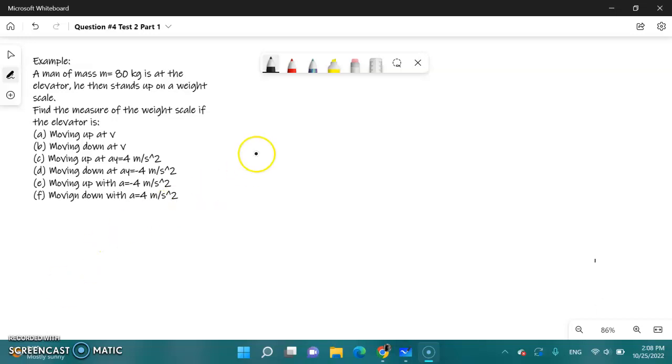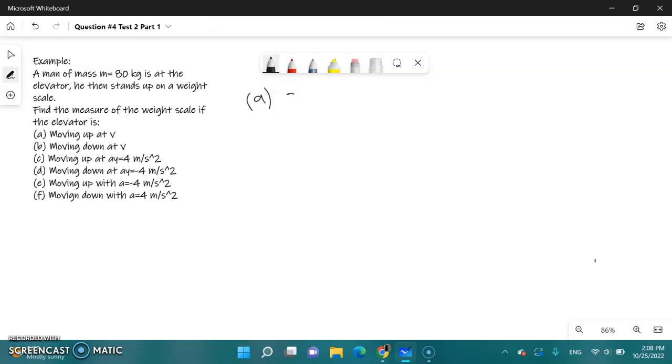Okay, so this problem is asking us to find the measure on a weight scale of a man who is of mass 80 kilograms and he's in an elevator, under various conditions. So to solve condition A, the elevator is moving up at a positive velocity.